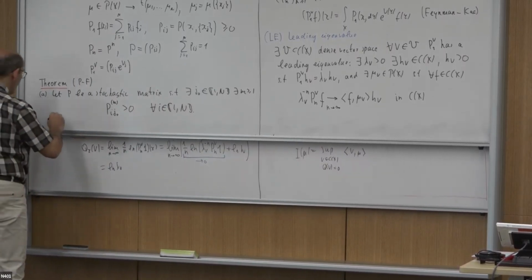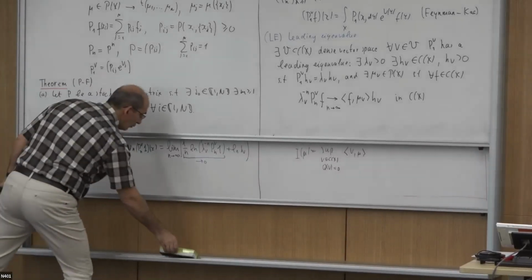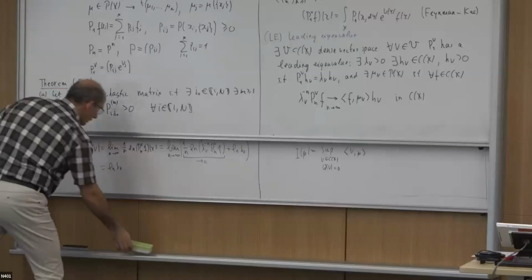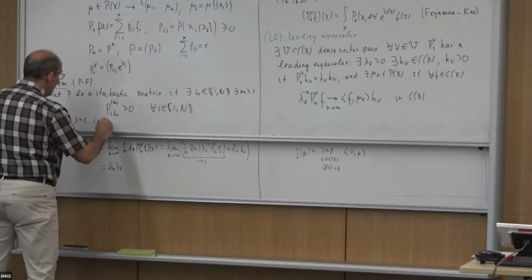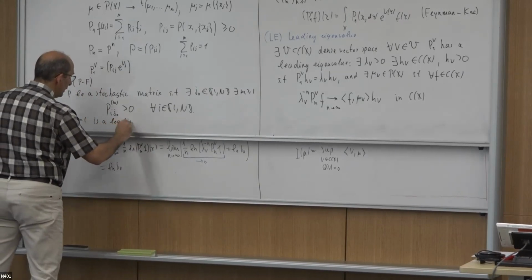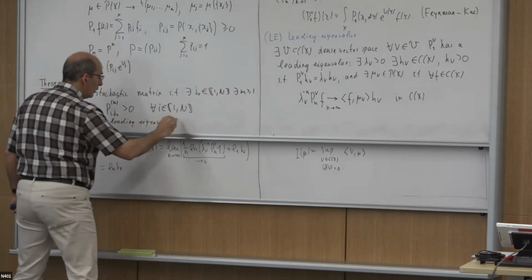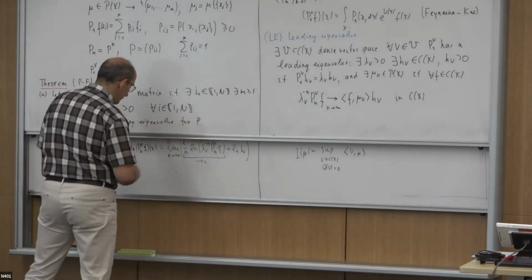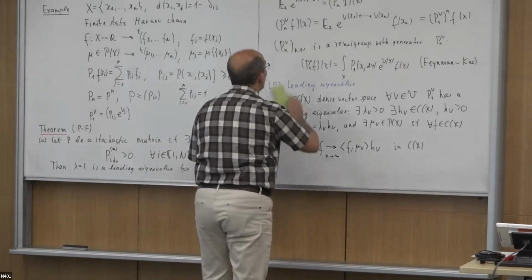Then P has a leading eigenvalue, namely lambda equal to 1 is a leading eigenvalue for P. And there is a second part of the theorem.